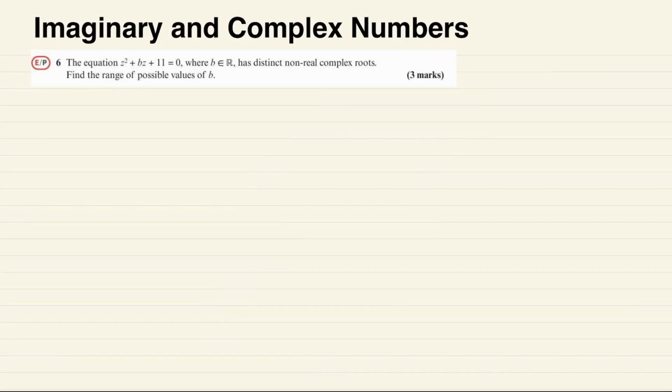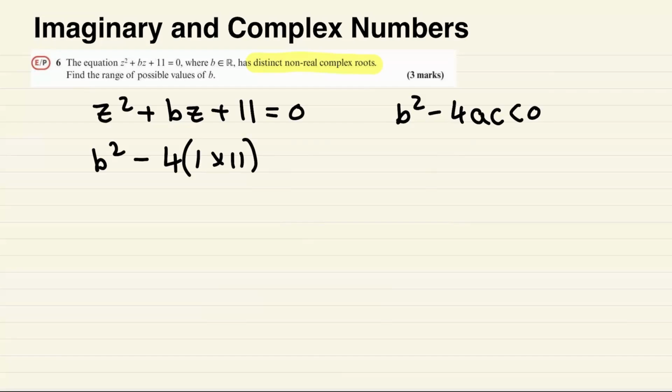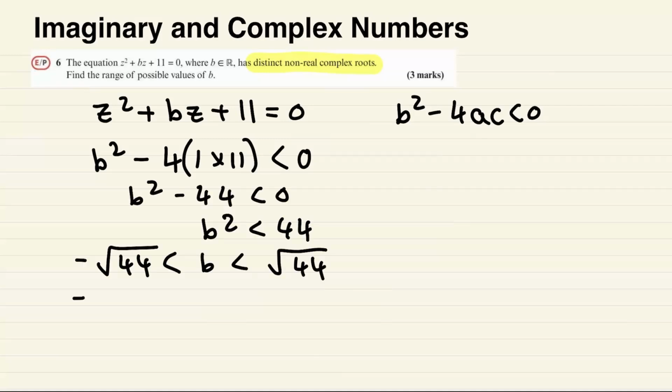For this last question, it tells us there are distinct non-real roots, which means that the bit under the square root, also known as the discriminant, is less than 0. Let's sub in the values from the quadratic which we have here. This gives b squared minus 44 is less than 0. This means that b is between positive and negative 2 root 11.